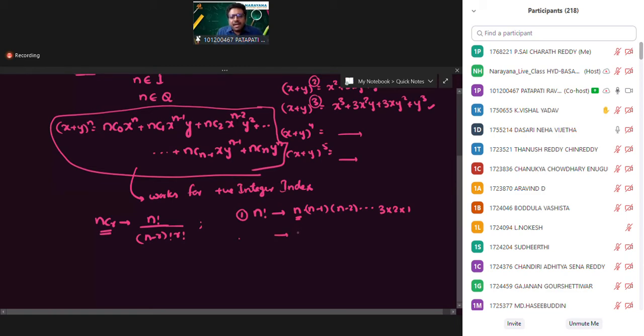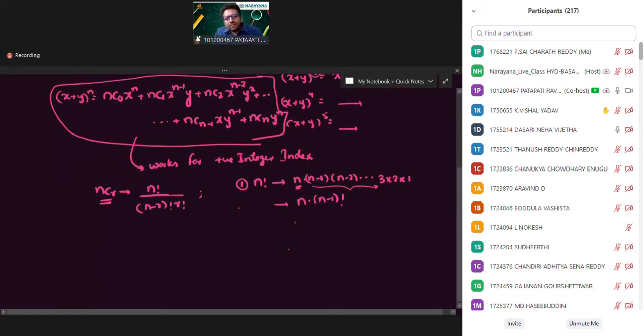And n factorial can be written as, see, n into (n minus 1) factorial. If you feel lazy, you don't want to go till 1, you want to stop at n minus 1, you can write factorial on the last number. Does it work? Yes, sir. Because if you take out n, the remaining part is (n minus 1) factorial. If you want n into (n minus 1) into (n minus 2), if you want to stop here, you just have to put a factorial at the last number. Okay. Yes, sir. So n factorial can be written like this.